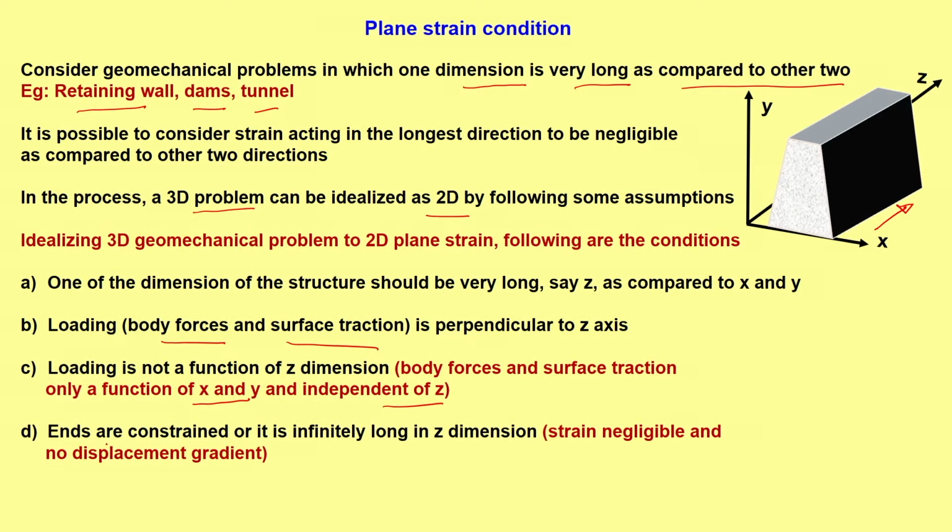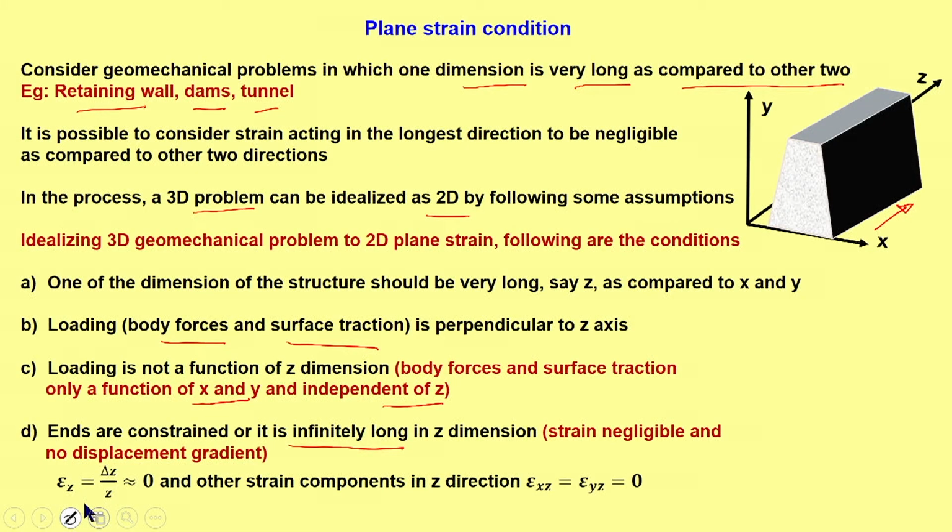Now, the fourth condition is that the ends are constrained or it is infinitely long in the z dimension. Why? This condition is needed for achieving the most important condition for plane strain, that is, strain in the z direction, or any one direction, is 0 or close to 0. So, how is it made? Either end constraints are there or the length is infinitely long, so that when you divide by its original length, the strain becomes negligible.